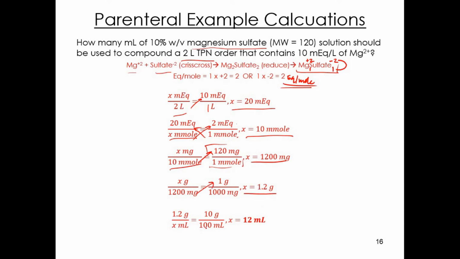And then we want to know how many mils of the 10% solution should be used. So we have 10 grams per 100 ml in the 10% solution. How many mils of the solution would give 1.2 grams? And we have the answer, 12.